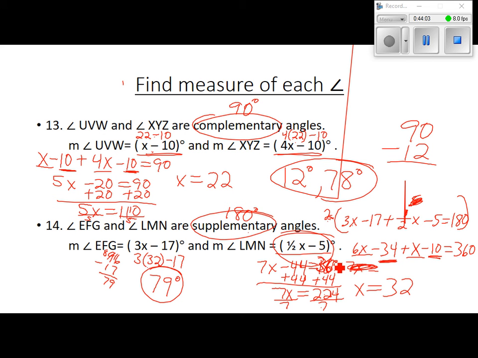Well, all that's going to change all the way down through here. So we end up with 7x equals 404. Then you divide that by 7. Dumb, getting in a hurry.